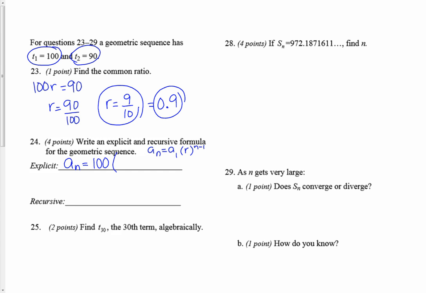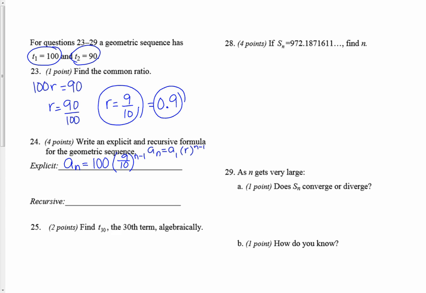My common ratio, again, I like to leave it as 9/10, but you could put it as 0.9 if you prefer. And then in order to leave this a formula, we need to leave our n minus 1 in the exponent so that I can show I have an n variable to plug in.